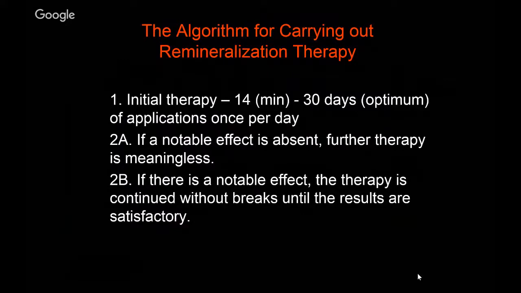My basic algorithm for carrying out remineralizing therapy. The first is initial therapy, which is minimal therapy. Minimal therapy is 2 weeks. And I have a second algorithm, which is 1 month. One month is optimum. One application per day. Application after brushing, just in a tray. Next, if I do not see effects, further therapy is meaningless. If there are notable effects, the therapy is continued without breaks until the result is satisfactory. We have 2 ways after the initial or optimum therapy.